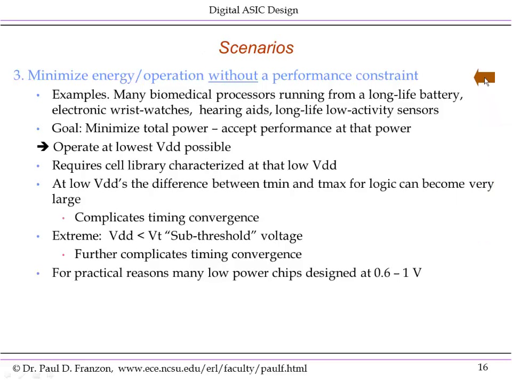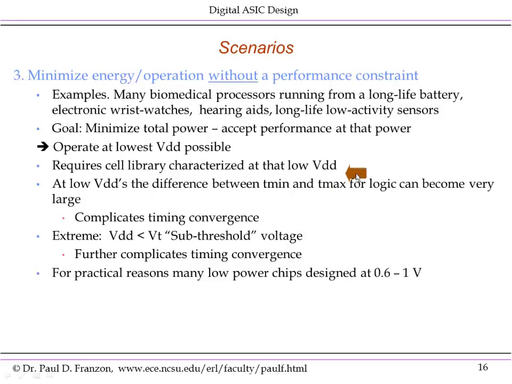A third possible scenario is one where you want to minimize the energy per operation without a performance constraint. Or more precisely, the performance constraint is so low it effectively doesn't matter. Examples are hearing aids, wristwatches, increasingly long life battery operated sensors, or power harvesting sensors. In these scenarios, you want to operate at the lowest possible VDD at all. This is typically around 300 millivolts, which is below the threshold voltage of a transistor, and thus is referred to as sub-threshold.